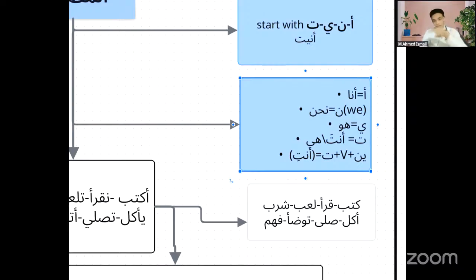Or you can use ta to mention both of them. And also if you want to say anti, you'll also say ta, but you should add the verb, and after you say the verb, you will add ya and nun at the end. How can we do that? Let's go there and look at these verbs.